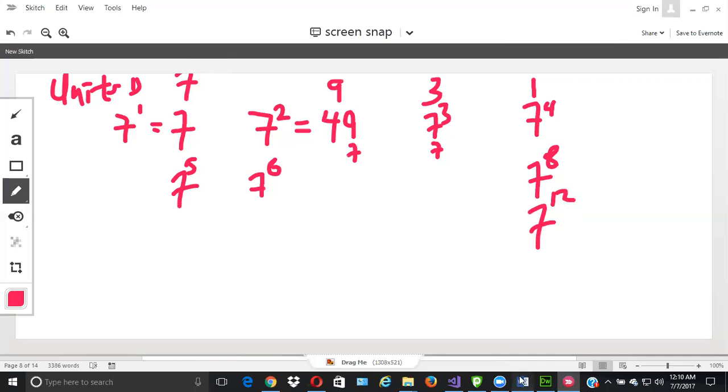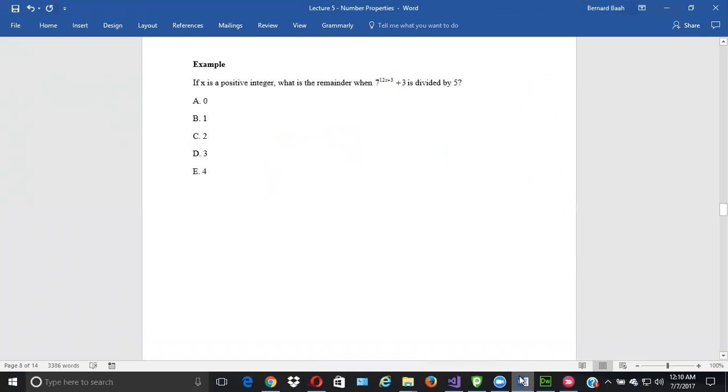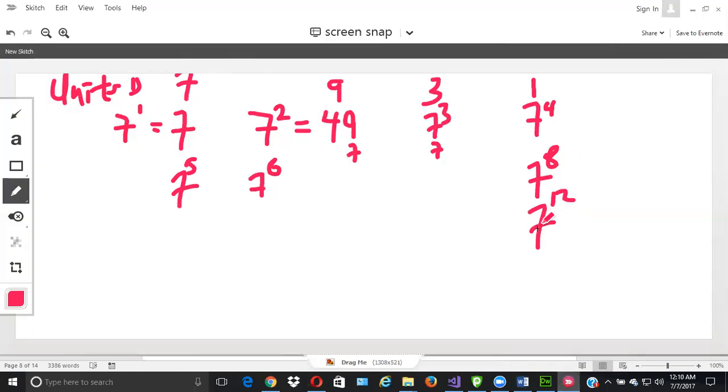So let's look at our question here. They wanted us to figure out the units digit of 7 to the 12x plus 3. Well, we just found that 7 to the 12 will have a units digit of 1. 7 to the 12 times anything will also be a multiple of 4, so it'll also have a units digit of 1. So 7 to the 12x will have a units digit of 1.